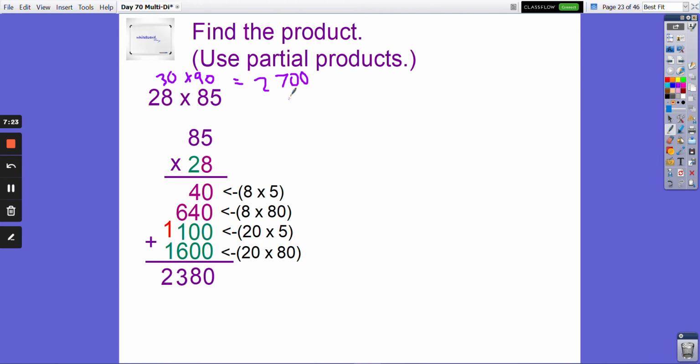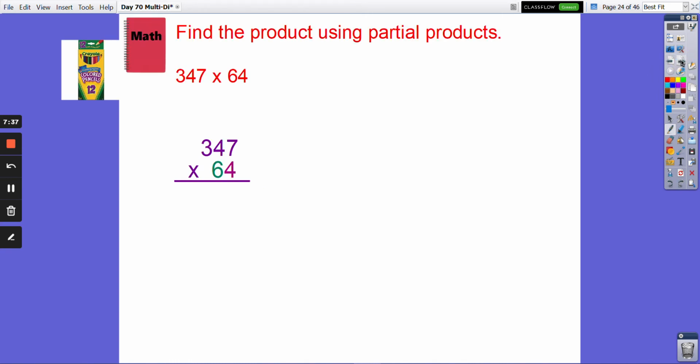But we see that I have 4 place values in my estimation, 4 place values in my answer. They're not super close, but they are close enough for us to see that our answer does make some mathematical sense. Okay, find the product using partial products.